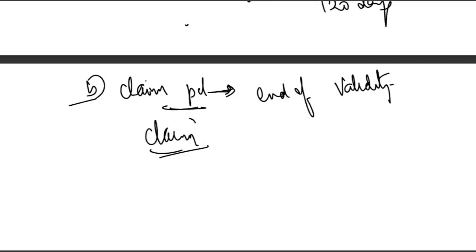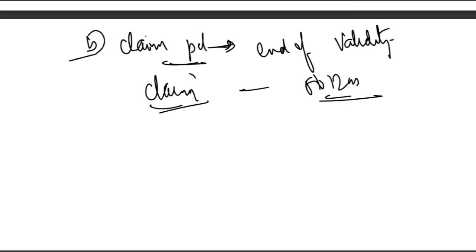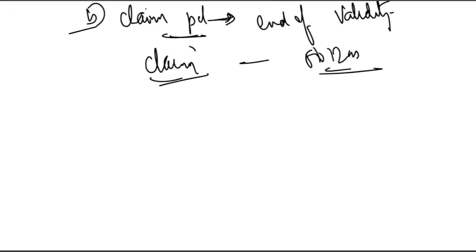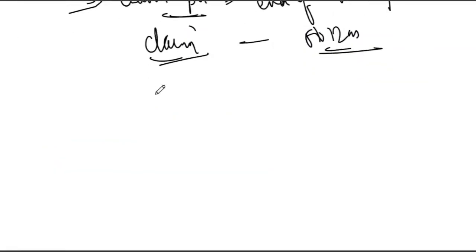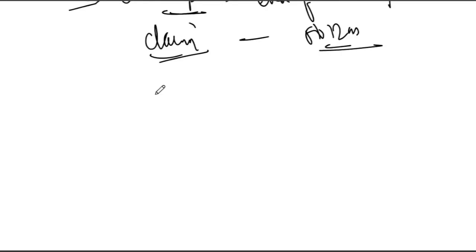That is the point. Claim period. Generally it is 6 to 12 months, right? So as per IBA and banking practice, allowing a claim period is mandatory. Why is claim period necessary? Because if there is no claim period, then the beneficiary will not be able to process the default notice.